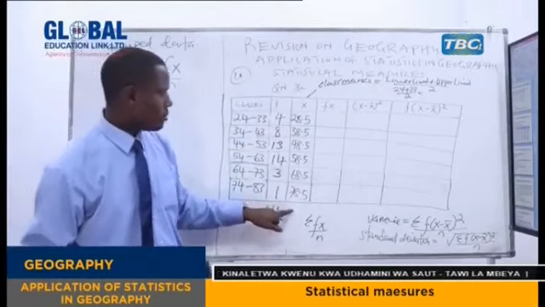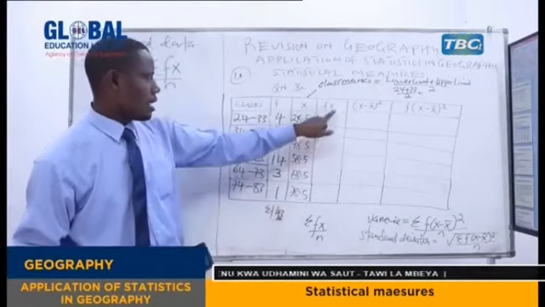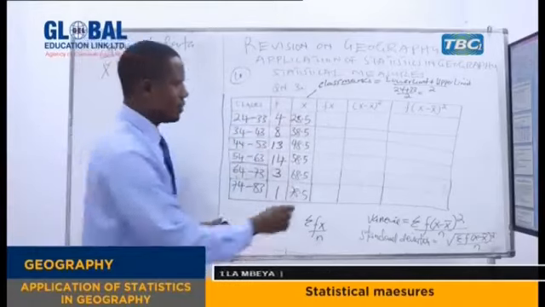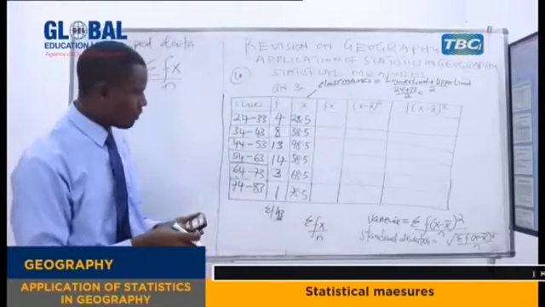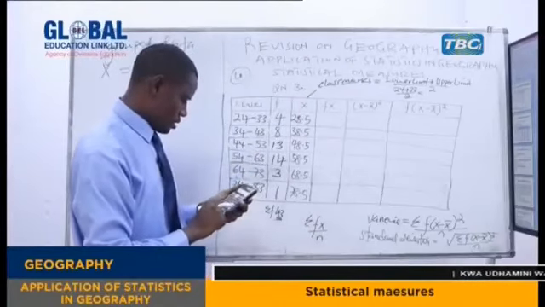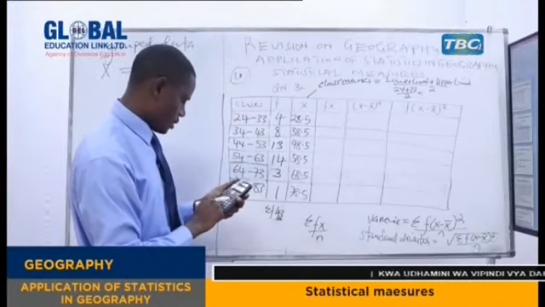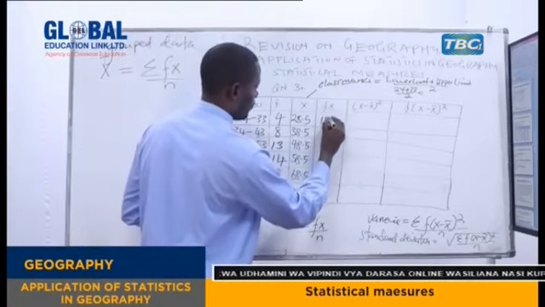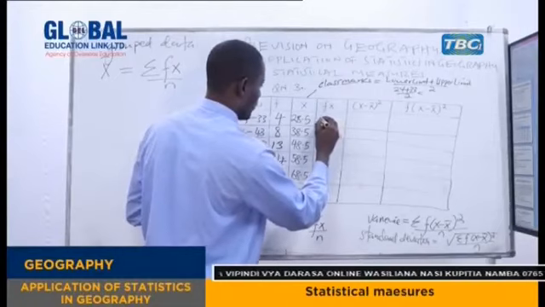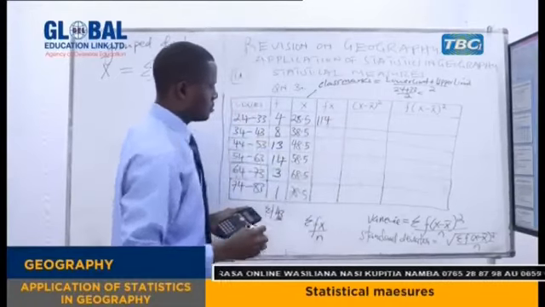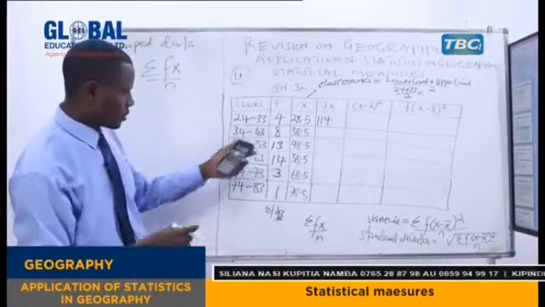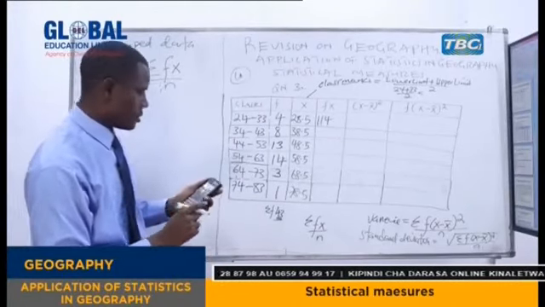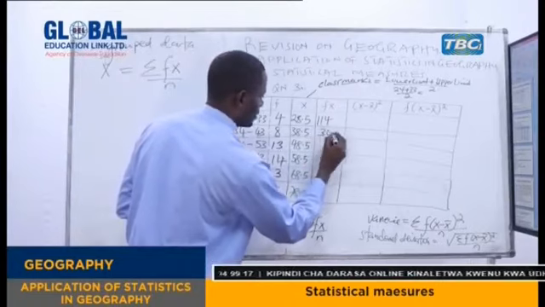Then you go for the next column, which is all about F times X. So we take the class mark times the frequency. Then we fill that particular column. So what we do over there, you take 4 times 28.5, then we come up with 114. Then you go for the next one, that is 8 times 38.5, then you come up with 308.